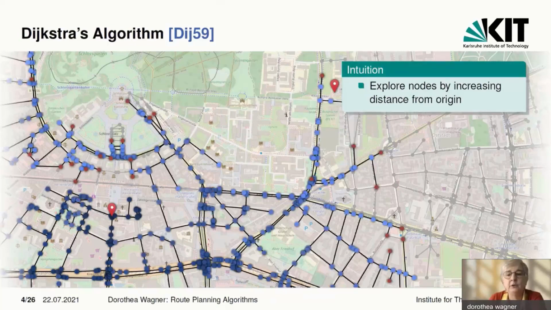Okay, if we continue that way, at a certain point, we also will reach the destination node. You already see here what happens. A large part of the road network is inspected or explored by this algorithm before we reach our target node.